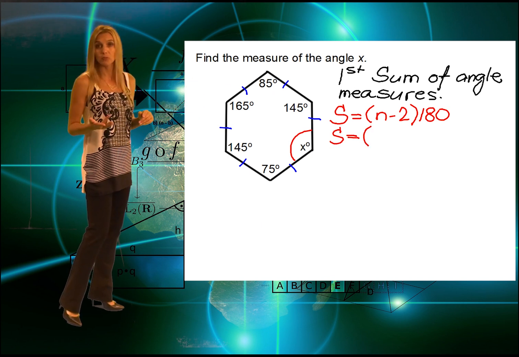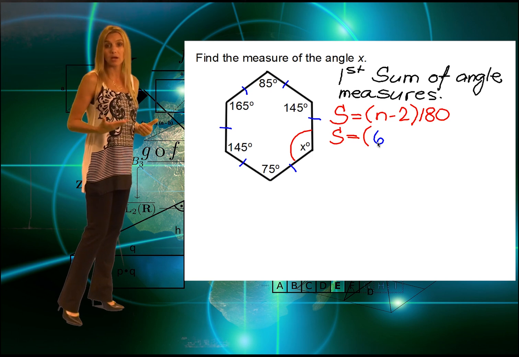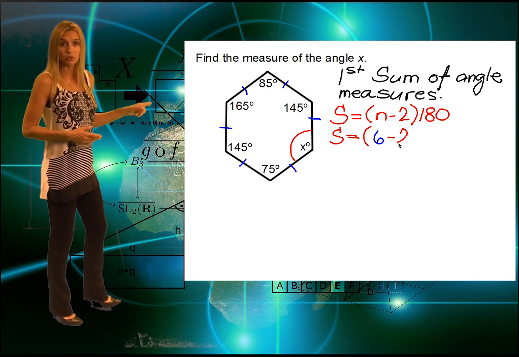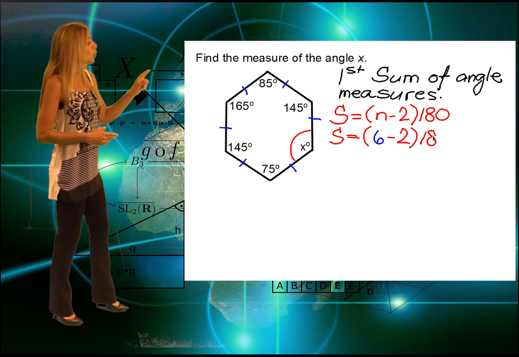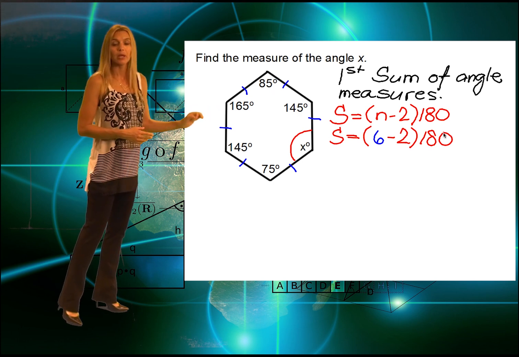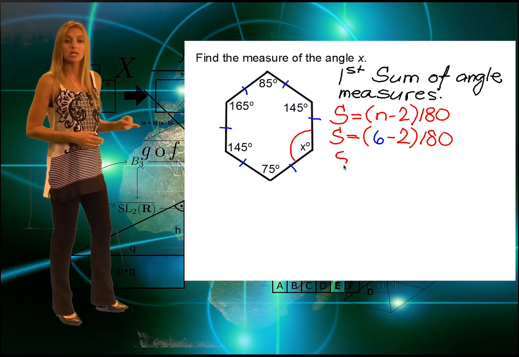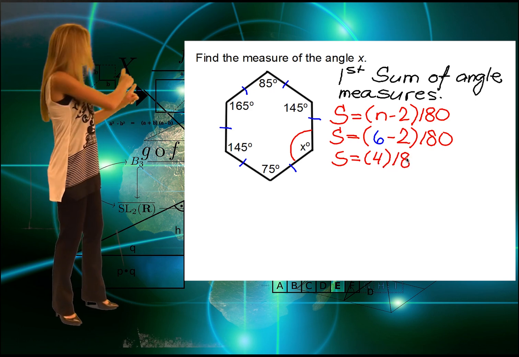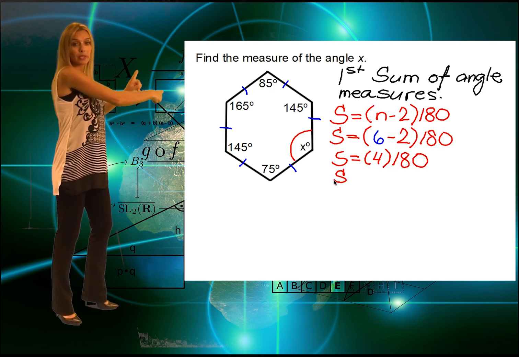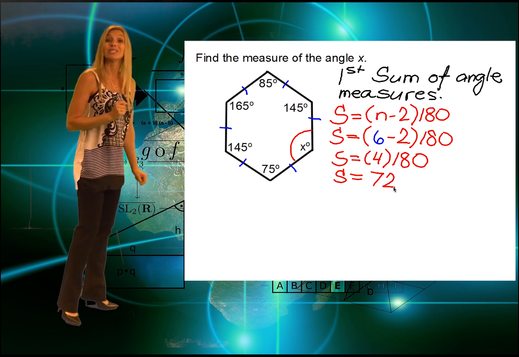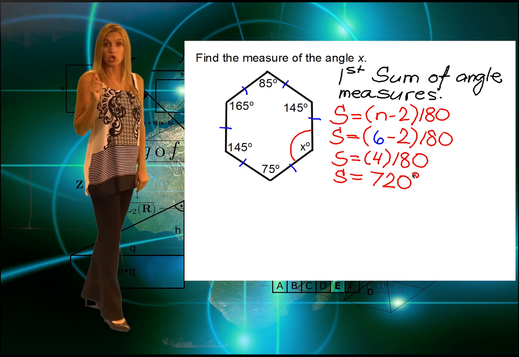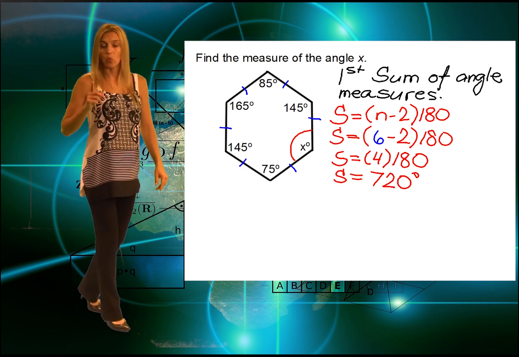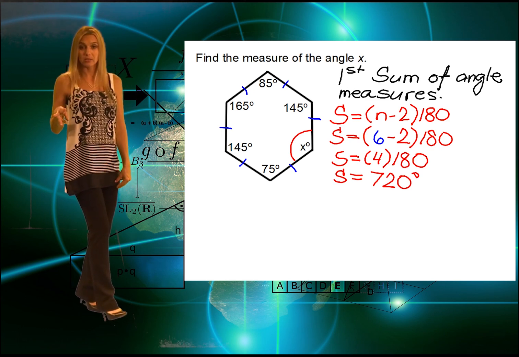And we have already done this, right? We already know what a hexagon is. So S equals 4 times 180, and we know that our hexagon is 720 degrees. So at this point, I know that if I add all these angles up, they're supposed to give me 720 degrees. And now, because I know that, I can find that one missing angle x.